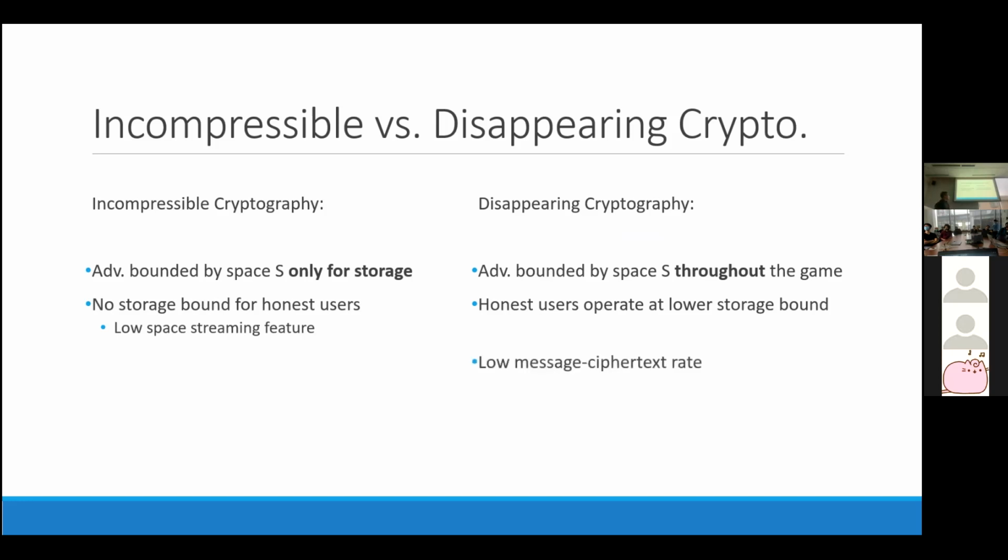And in disappearing cryptography, the message to ciphertext size ratio is really low. You have a small message with a huge ciphertext. And here, we show that you're able to achieve an optimal rate of 1.